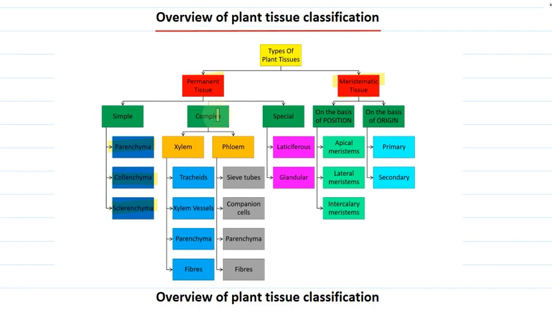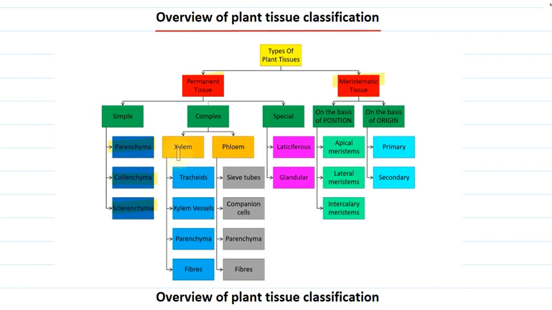Next, let's talk about the complex permanent tissue. So complex permanent tissues are actually conducting tissues. They are composed of more than one type of cells, unlike the simple permanent tissues where we saw that simple permanent tissues were composed of only a single type of cell, whereas complex permanent tissues are composed of more than one type of cell. Now complex permanent tissues can be of two types. One is xylem and the other is phloem.